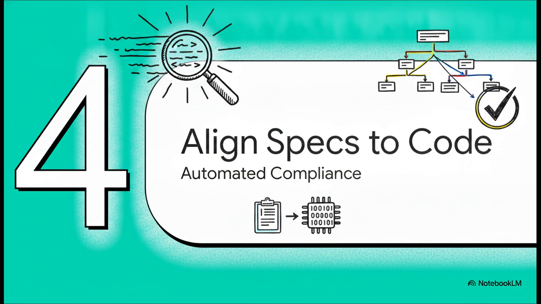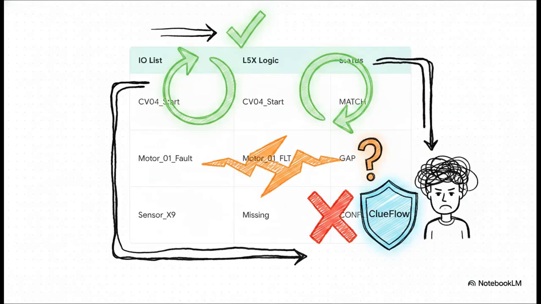Which brings us to Section 4, aligning specs to running code. Because finding things is great, but what about doing automated compliance during commissioning? This is where ClueFlow's Entity Registry really shines. It automatically cross-references your functional descriptions, like your standard spreadsheet I/O lists, directly against your actual implemented L5X tags. You can see instantly where you have a perfect match. Or even better, you see exactly where a naming convention has drifted between the spec and the code to create a gap. It'll even flag if a tag is just flat out missing, giving you a clear conflict. By automatically surfacing these gaps and conflicts, it completely eliminates that awful 4-hour manual hunt we were talking about earlier.